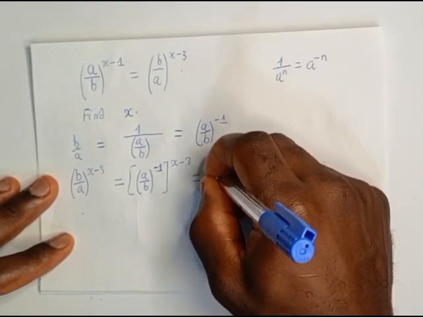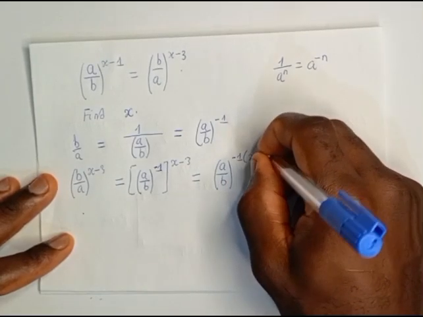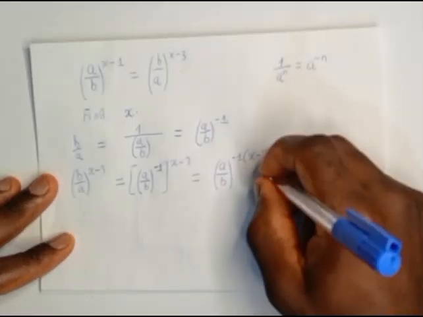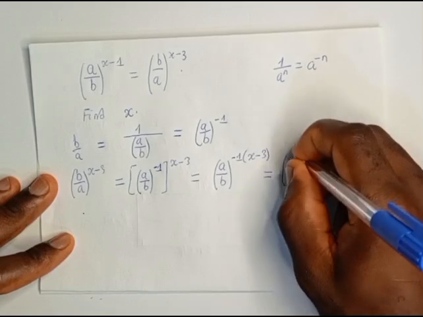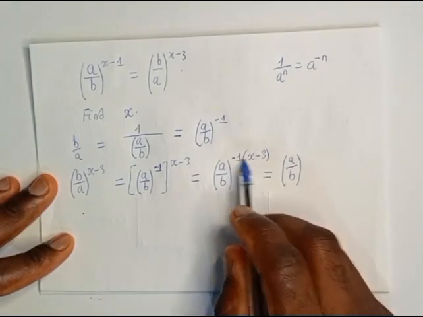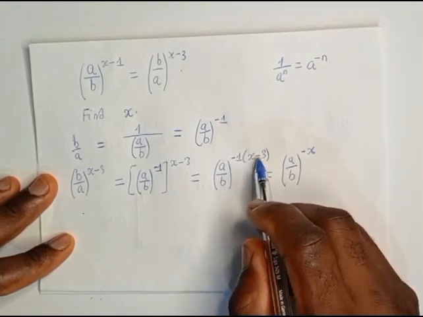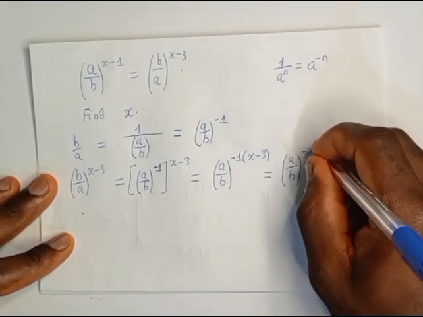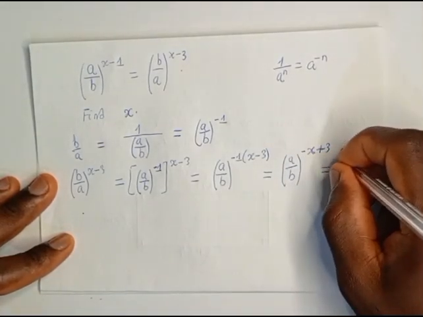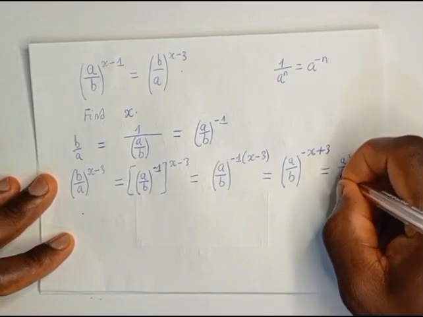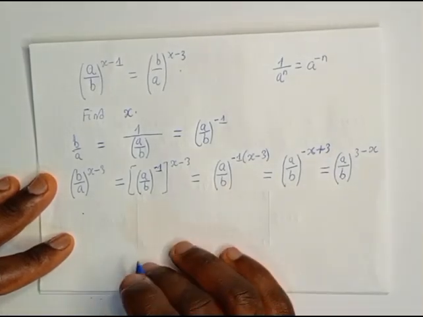We are going to take the product of their powers, raised to the power -1 times x minus 3. This will simply be equal to a over b, all this raised to the power -1 times x gives us -x, -1 times -3 gives us +3, which is the same as a over b, all this raised to the power 3 minus x.